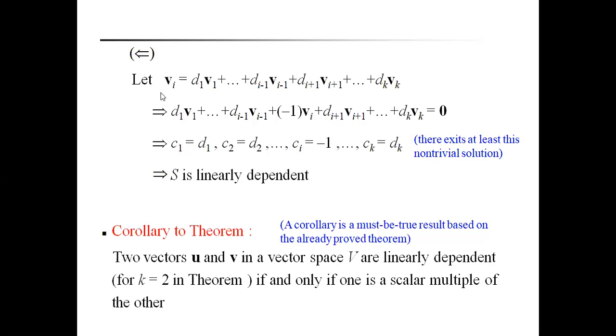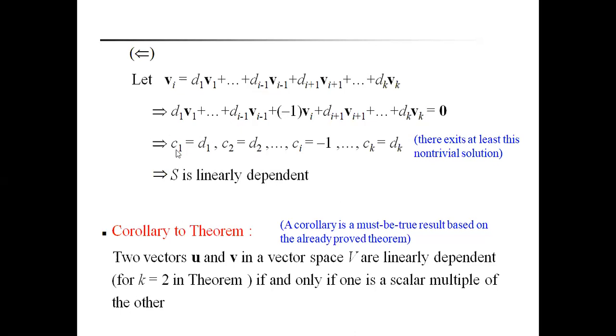Now, taking this vector to the right side: d1 v1 plus ... plus d(i-1) v(i-1) minus 1 into vi. Because here, what is the multiple of vi? That is 1. Taking it to the right side, that will be converted into minus 1. Minus 1 into vi plus d(i+1) v(i+1) plus and so on, plus dk vk equal to 0. The vector taken to the right side will be minus vi, which can be written as minus 1 into vi.